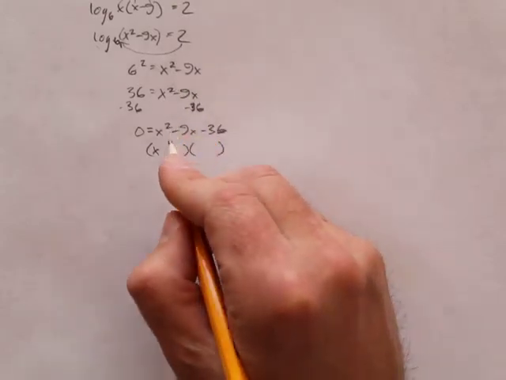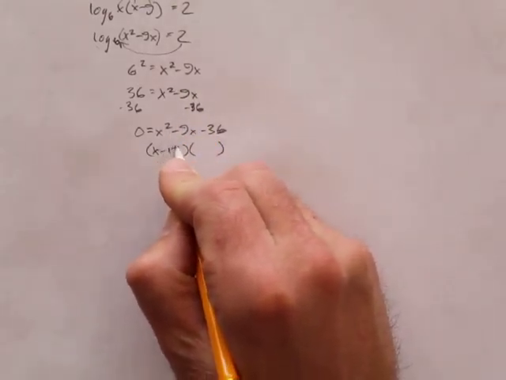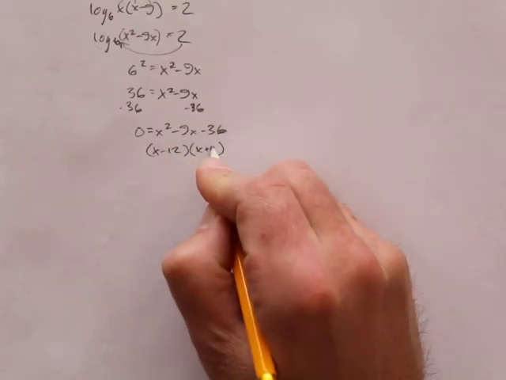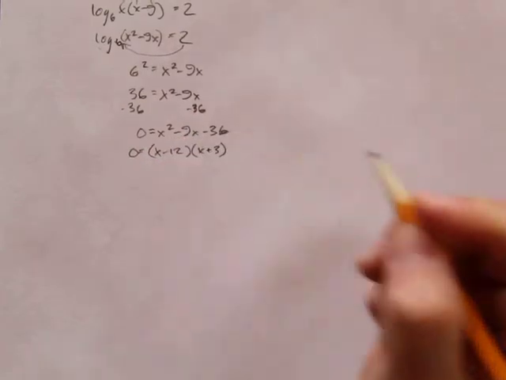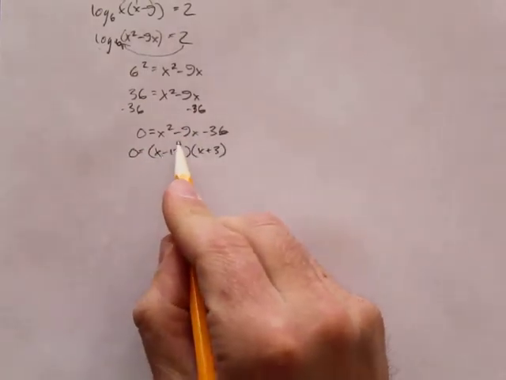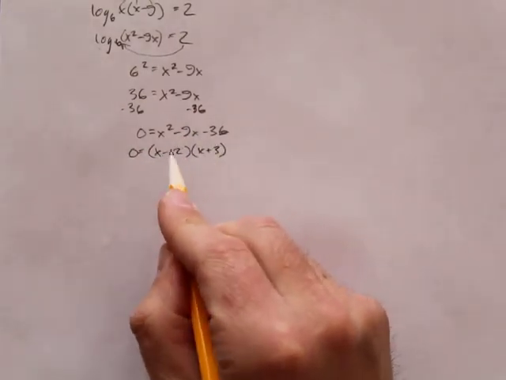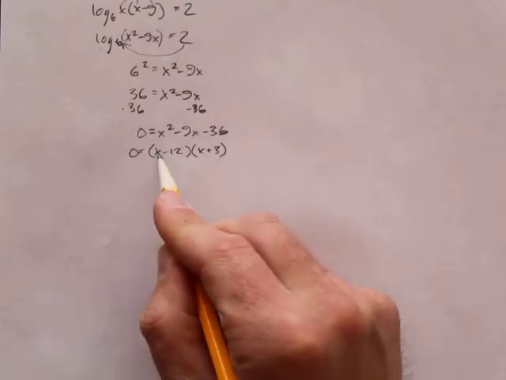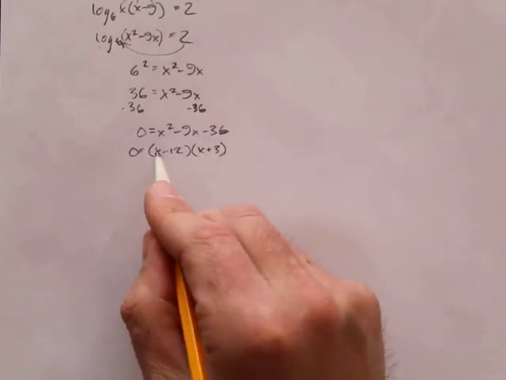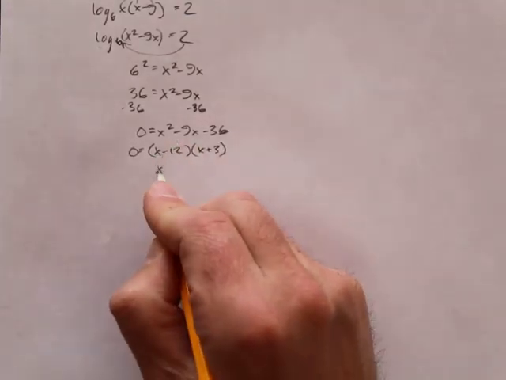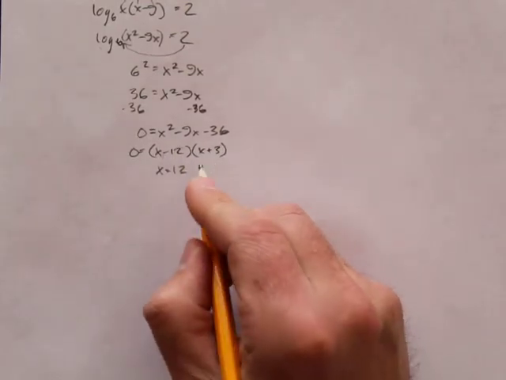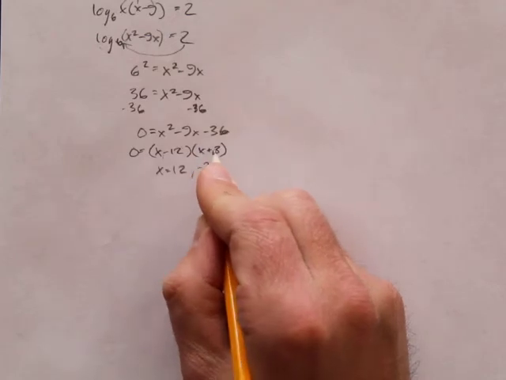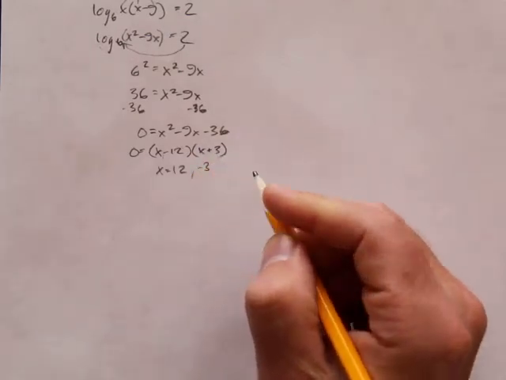So I'm going to say x minus 12 times x plus 3 equals 0. So now I solve each of these binomials for 0 and find out what x is. For this one, x is positive 12. 12 minus 12 is 0. And for this one, x is negative 3. Negative 3 plus 3 equals 0.